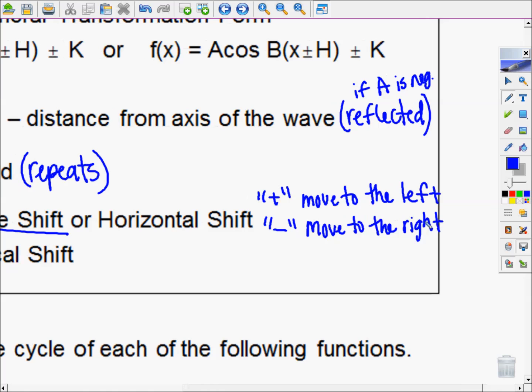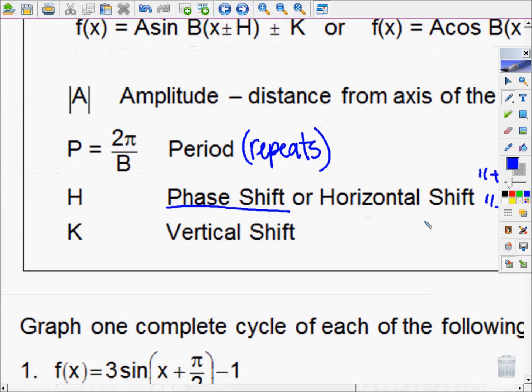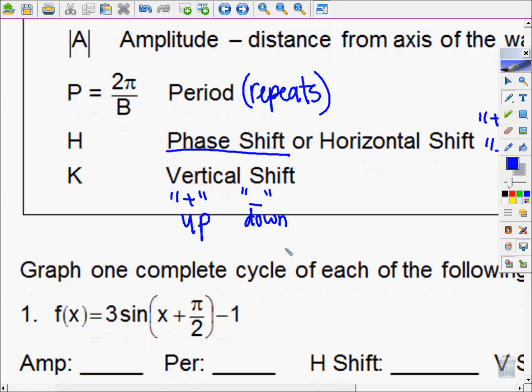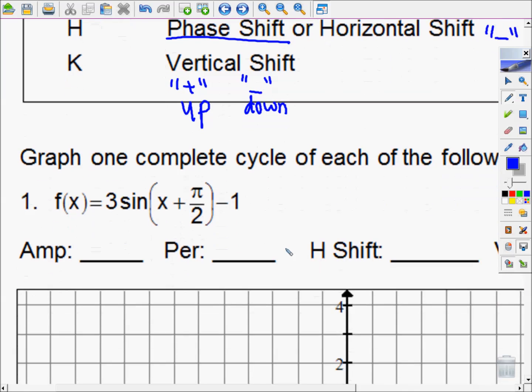All right? Next we have K, which is our vertical shift. With K as your vertical shift, if it says plus, you do what you think it's supposed to. You're going to go up. When it says minus, you're going to go down. All right, so those are the key things in your function. So now let's identify what we have.